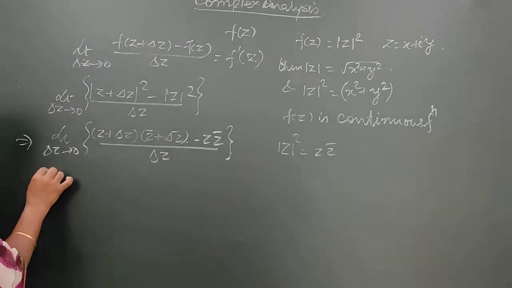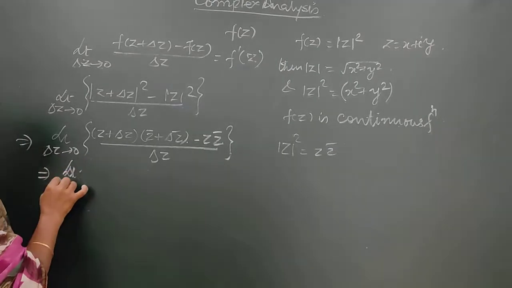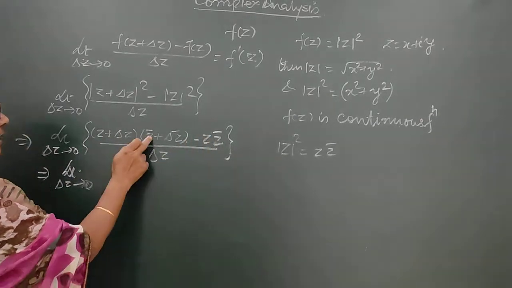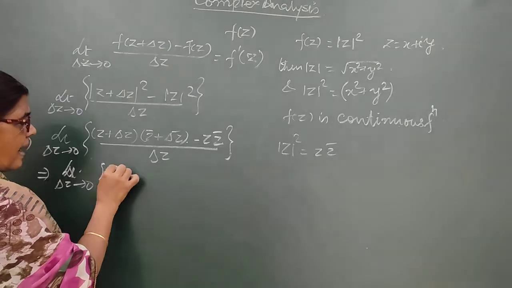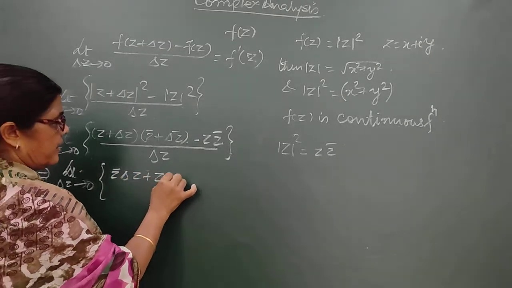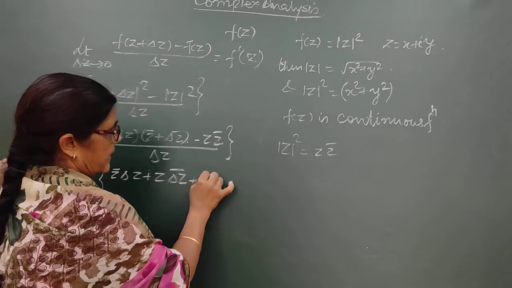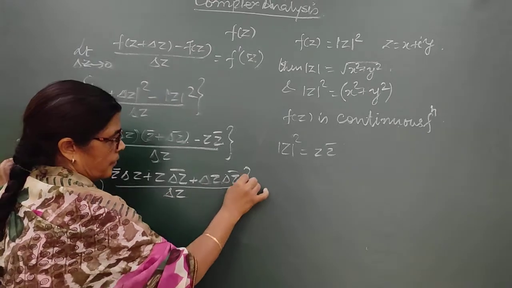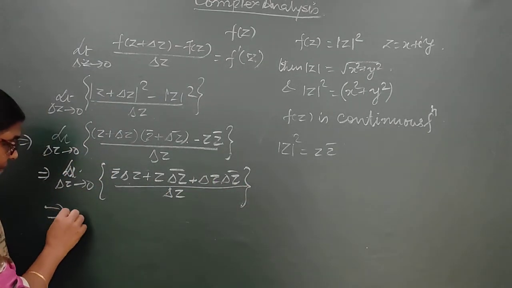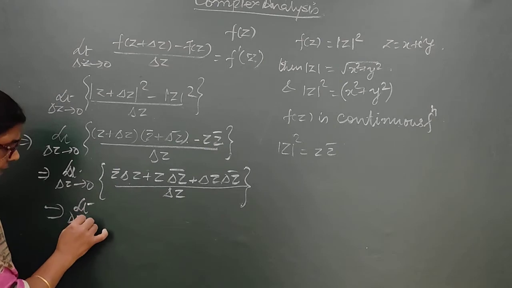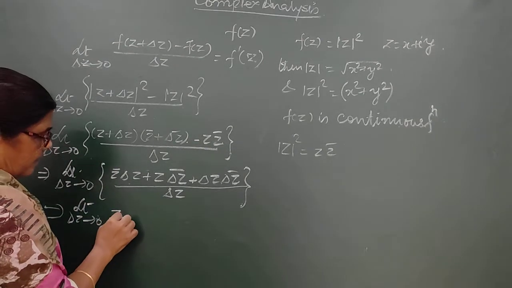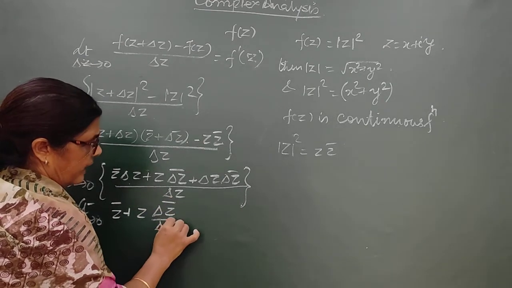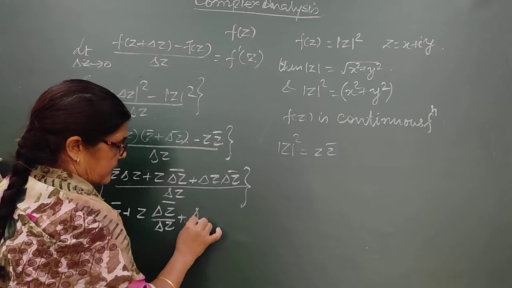Or this can be written as limit del z tending to 0. z z bar is cancelled with this term, therefore we get z bar del z plus z del z bar plus del z del z bar over del z. Again simplifying this step, we get limit del z tending to 0 of z bar plus z del z bar over del z plus del z bar.